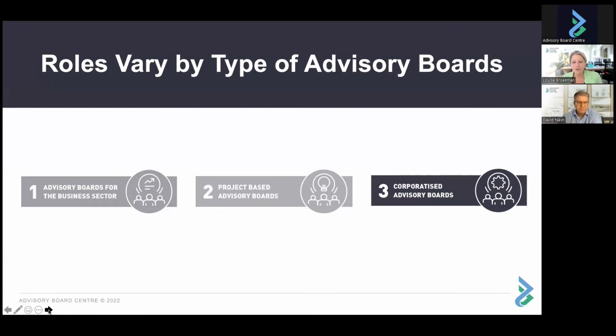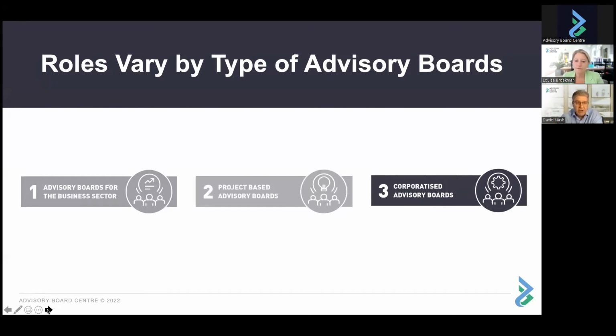David, have you got some thoughts around these three? Yeah, thanks, Louise. When we start to move into project advisory boards and corporatised advisory boards, very often the number of stakeholders increase. And so it's so important in that establishment phase that there's clarity around the roles, the responsibilities, who the advisory board will report to, what that reporting looks like, and the level of confidentiality or otherwise. There's a whole range of questions that come up in project and corporatised advisory boards to a much greater degree than in advisory boards for the business sector.